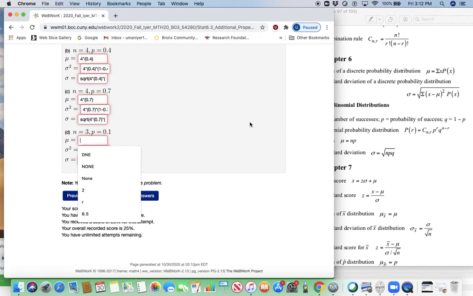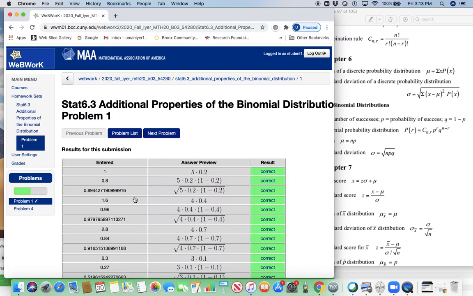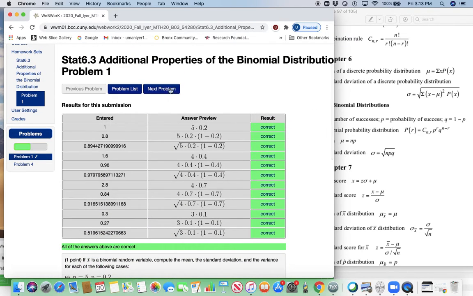Last one, mu, n times p. Sigma squared, n times p times 1 minus p. Sigma is square root. SQRT, parenthesis, copy and paste whatever you had from before, and don't forget to close that parenthesis. Everything is good. Next.